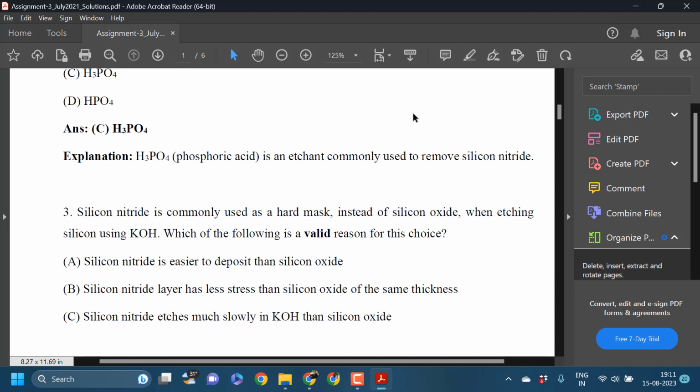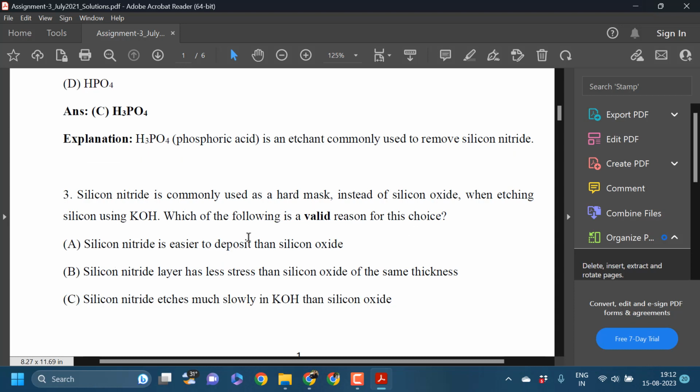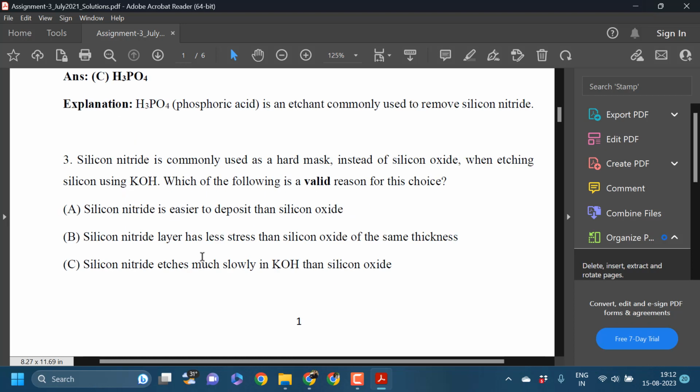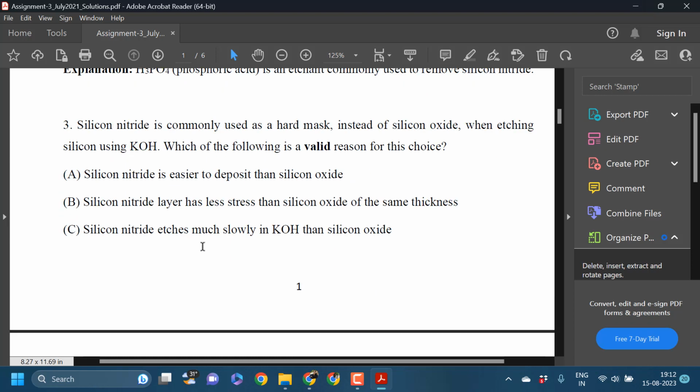This is because whenever we are using KOH, the KOH has to consume the silicon, but it should not affect the silicon nitride, the mask layer, right? So the etching rate of silicon nitride should be much slower in comparison to silicon oxide. So is that clear? It should consume the silicon, but it should not consume the hard mask. So in comparison to silicon, silicon nitride will be having a very slow rate of being consumed. Is that clear? Yeah.